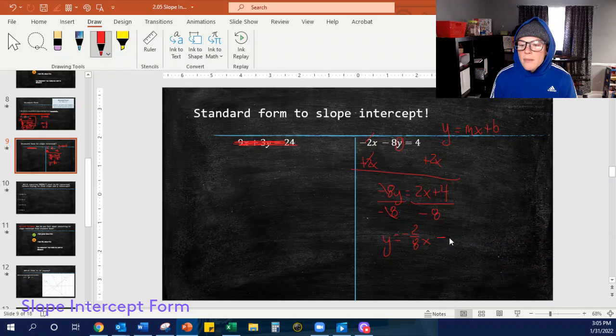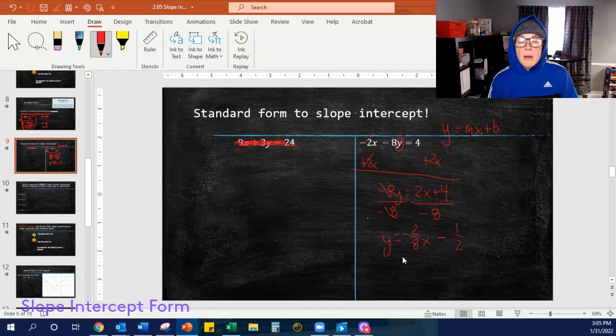Now, 4 divided by 8 happens to be 1/2, and I already know it's 4 divided by negative 8, so I know it's a negative. So that happens to be negative 1/2 or negative 0.5, either one. This is a good answer. It's not good enough for me, but it's a good answer. I am going to reduce that 2/8.